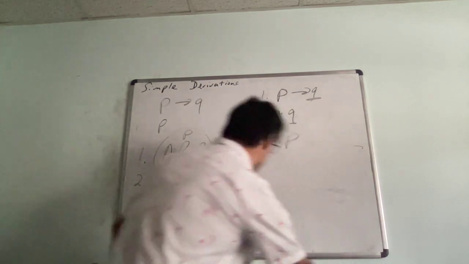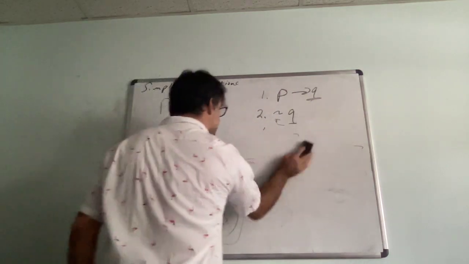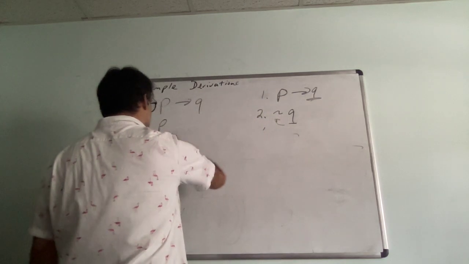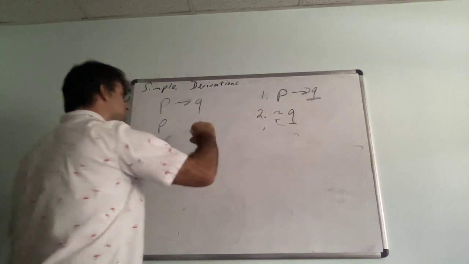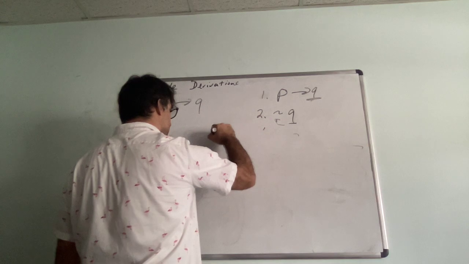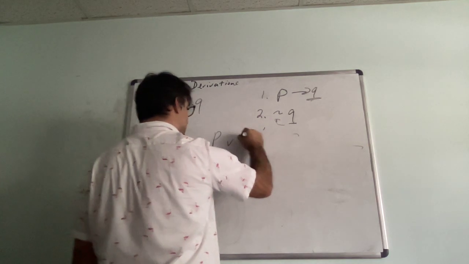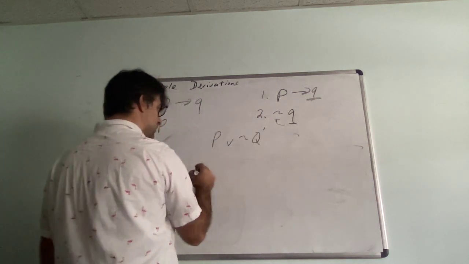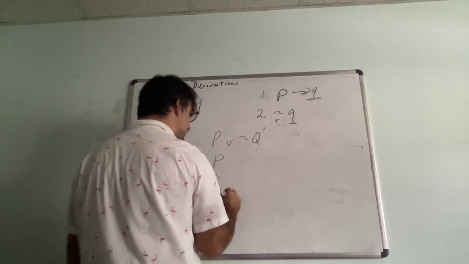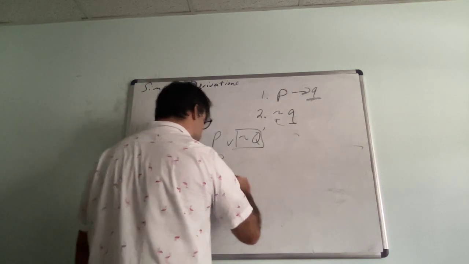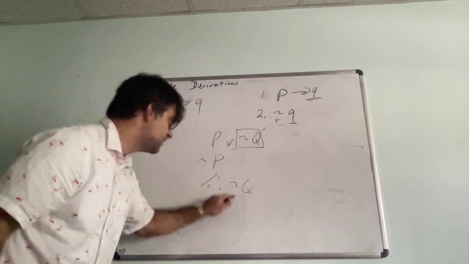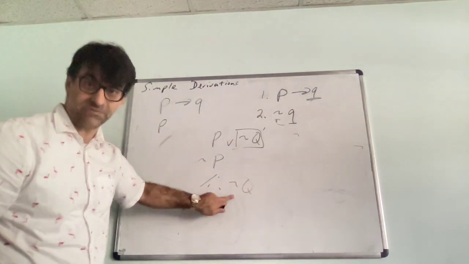And last, with MTP. P or not Q, not P, therefore what? You affirm this half, therefore not Q. Either P is true or not Q is true. Since P is not true, this half is true, which happens to be a negation.